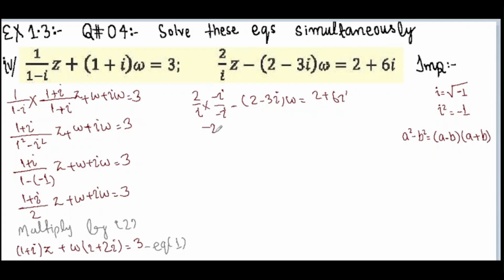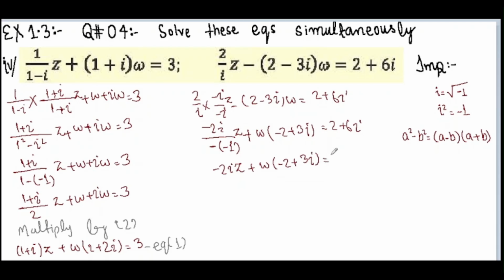2 into minus iota we get minus 2 iota, whole divided by minus as it is, and iota into iota gives us iota squared, and iota squared equals minus 1, and plus w into (minus 2 plus 3 iota) equals 2 plus 6 iota. Now minus into minus 1 gives us 1, so it is equal to minus 2 iota z. So minus 2 iota z plus w into (minus 2 plus 3 iota) equals 2 plus 6 iota. Now this one is going to be our equation number 2.